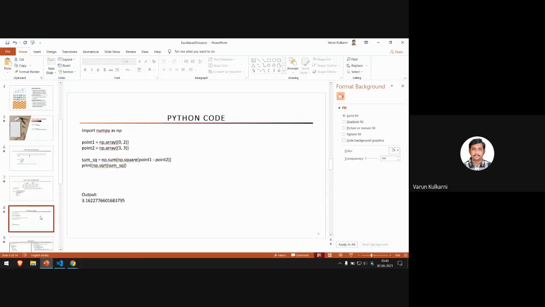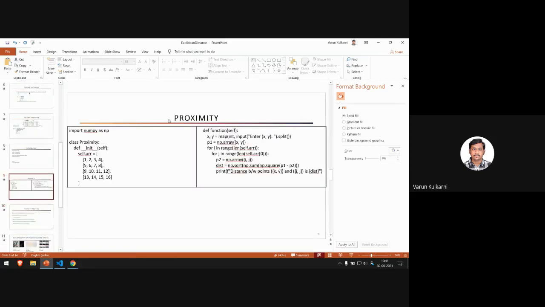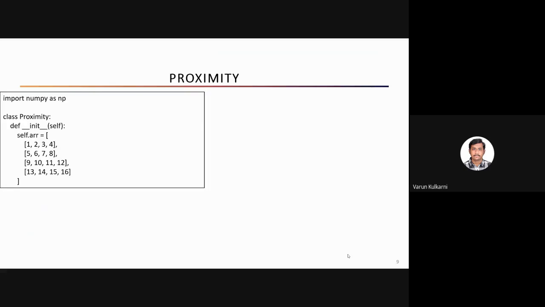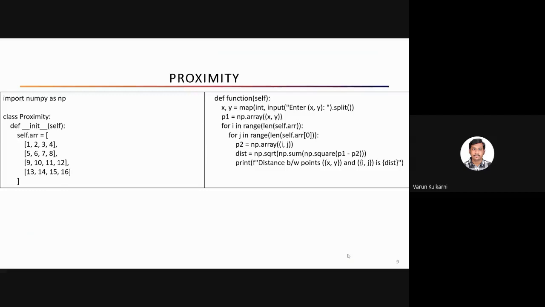So this is the calculation part implemented via code using the Python language. And we can also do proximity. Proximity is nothing but how far the 2 points are. I have taken a class Proximity. I have initialized it with a two-dimensional array, that is 4 cross 4, and I have a function which details out the proximity of the point by taking an initial point.